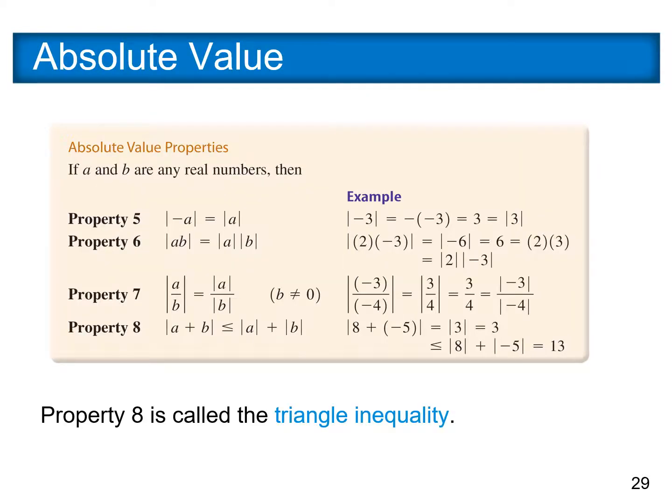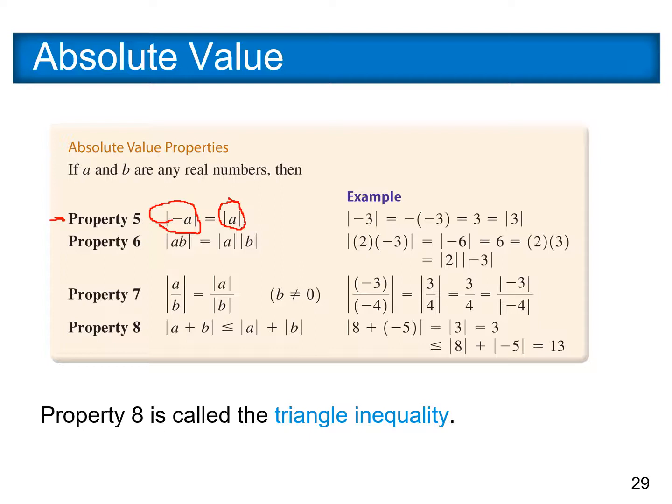So here's a couple of properties regarding absolute value. First of all, property 5 over here in red states that the absolute value of a negative number is the same as the absolute value of the positive number. Okay, so in other words, if I have absolute value of minus 3, I can just rewrite it as absolute value of 3.